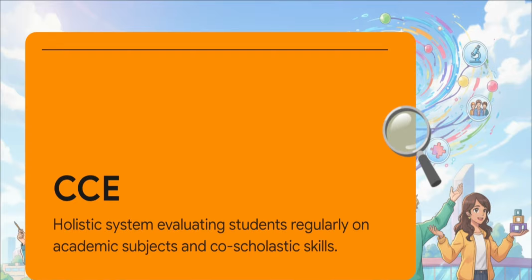Continuous literally means we aren't waiting until December to see if you understood something back in September. We're checking in weekly. And comprehensive means we're finally acknowledging that a student is way more than just a math grade. We are evaluating their teamwork, their creativity, their behavior, the whole shebang, all year long.